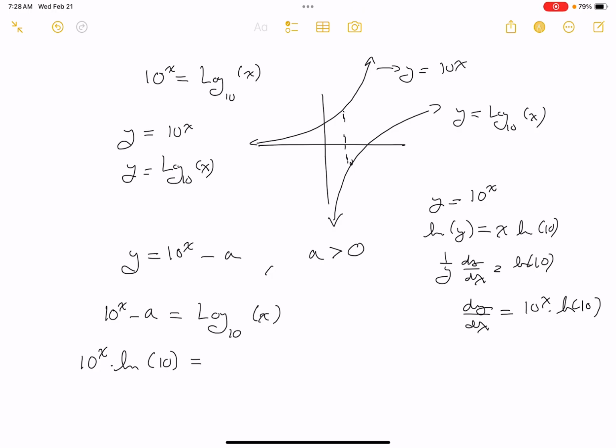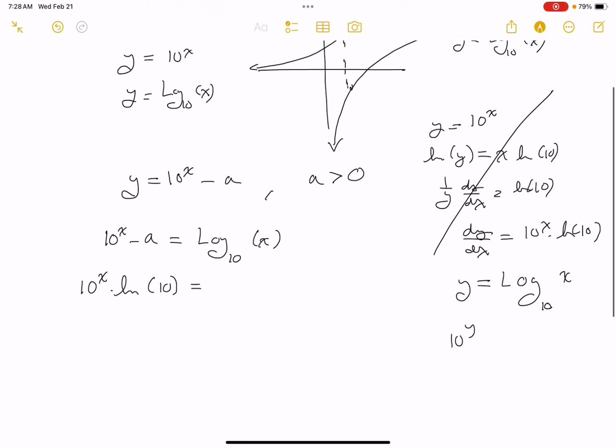Now, let's do the log. This one's done. I want to differentiate the other side, and the derivatives should be equal when they're tangent at some value for x. I'm going to rewrite this guy as 10 to the y equals x, and then differentiate both sides. I just differentiated the other guys, so it's very similar. What do you get? You get 10 to the y times ln 10 dy dx equals 1.